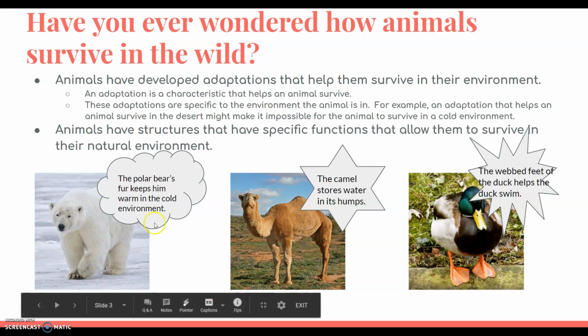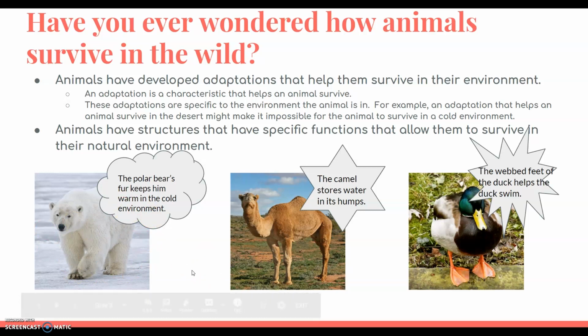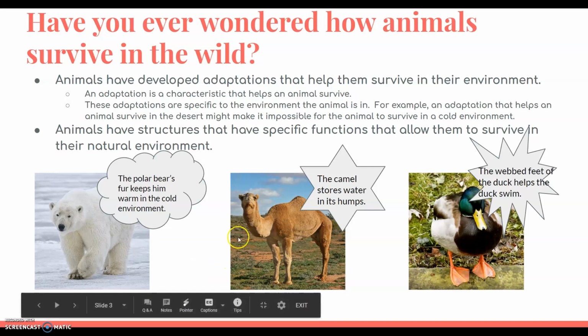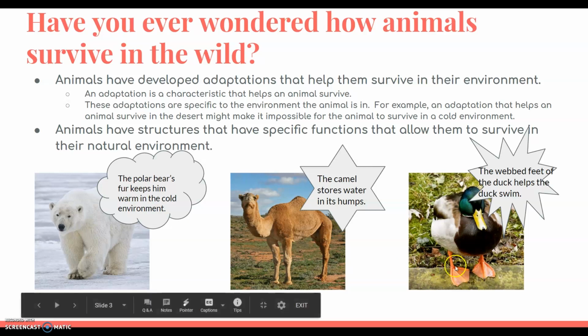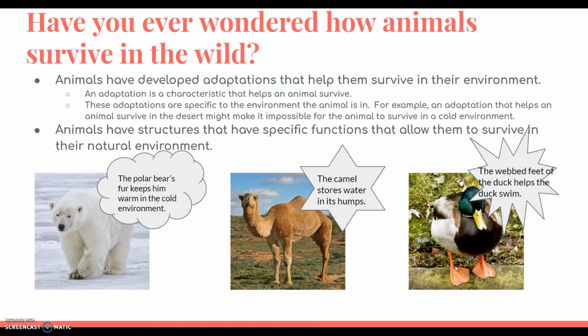On the far left, we have a polar bear, which has developed thick fur to help keep it warm in its frigid environment of the Arctic Circle. On the flip side, we have a camel that has developed humps to help it store water in its extremely hot and dry environment of the desert. And last but not least, we have a duck that has developed webbed feet to allow it to swim in many different bodies of water, such as ponds, lakes, or rivers.